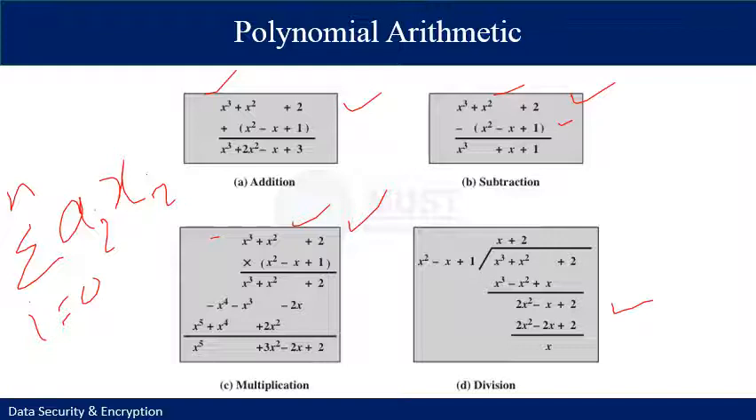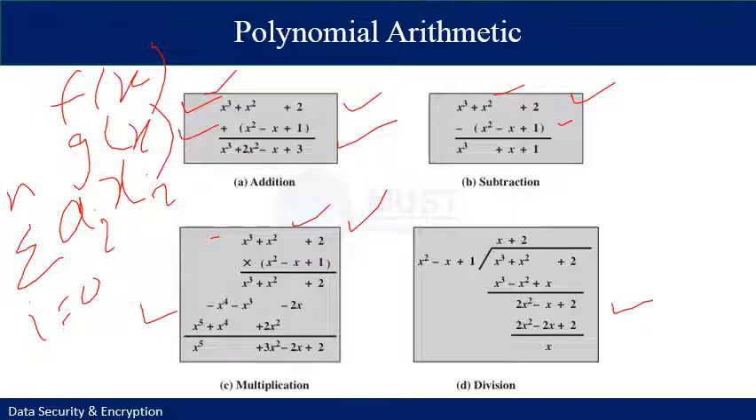For example, if we have two polynomials, the first referred to as f(x) and the second referred to as g(x), then f(x) plus g(x) is defined. A subtraction operation is also defined, f(x) minus g(x), and a multiplication operation is also defined, f(x) times g(x). Let's leave the division for the moment, and we will come back to this in the next slides.